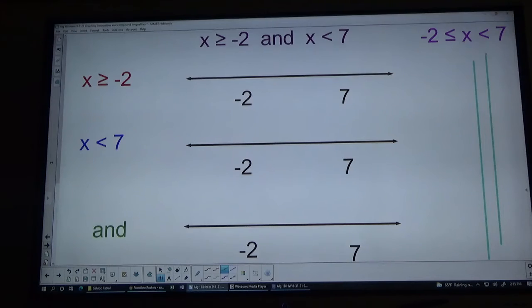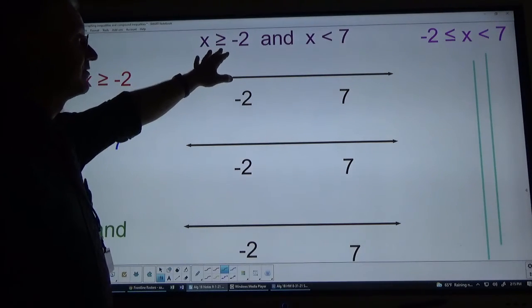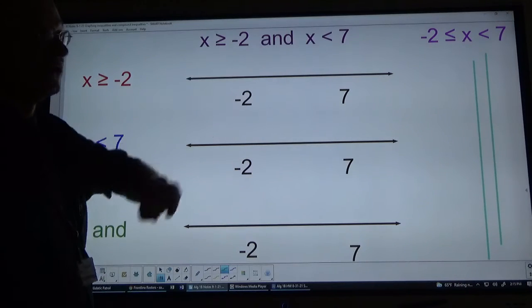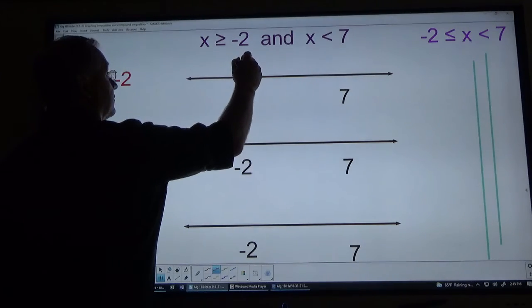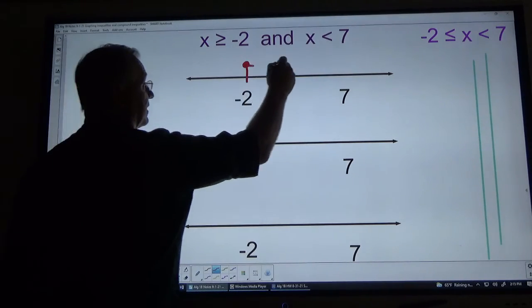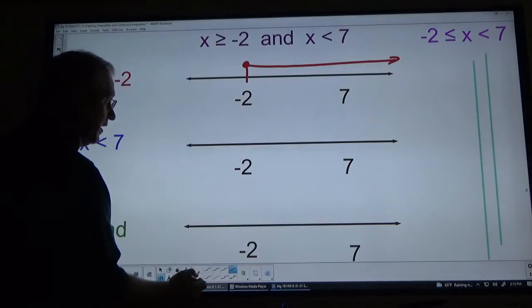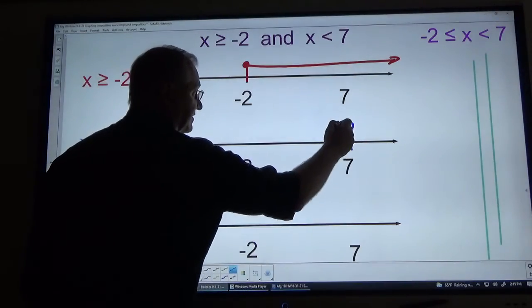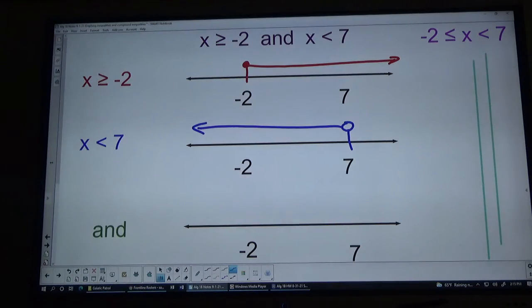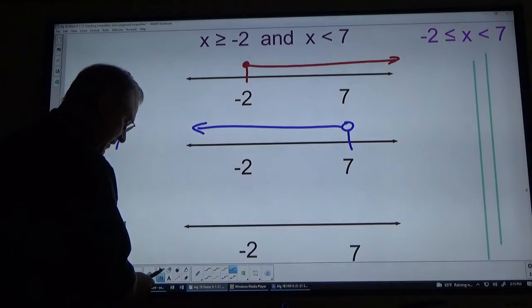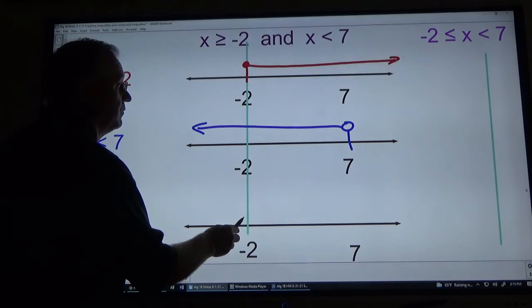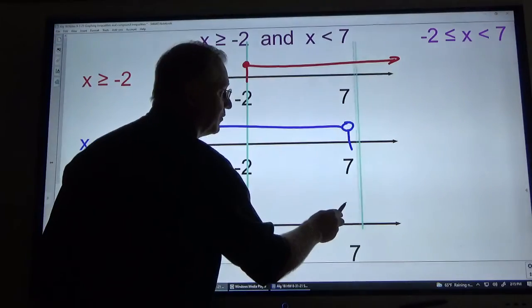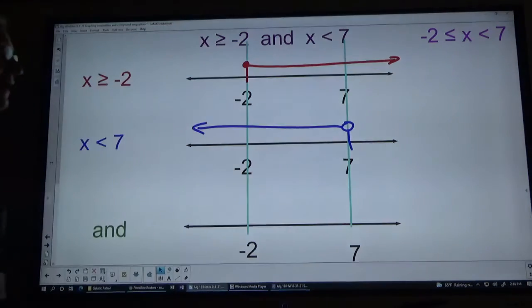Our final graph, this is one way to write it, and I'm going to show you why that is another way to write it in a minute. So I'm going to graph x is greater than or equal to -2. I'm going to graph x is less than 7. Where do these overlap? Well, if I were to take this line and put it right at -2, and this line and put it right at 7, now this is going to be a visual way to see where they overlap.